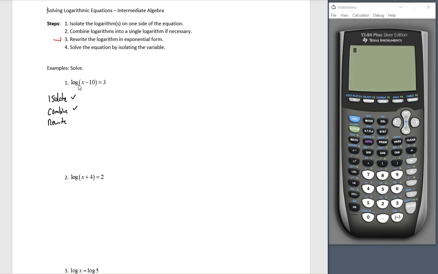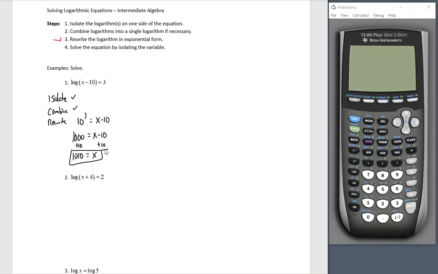Now if there's not a base written, it's assumed to be base 10. The log is the exponent, so the 3 is the exponent on the power of 10 in order to get x minus 10. Well, 10 to the third is a 1 with 3 zeros. 10 times 10 is 100. Multiply by another 10, we'll get 1,000. We could solve 1,000 equals x minus 10. Let's add 10 to both sides. We get x equals 1,010.